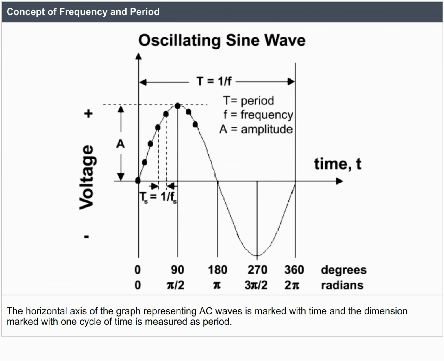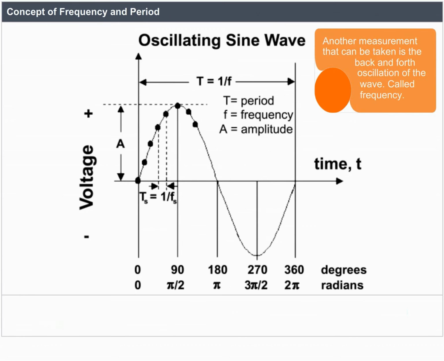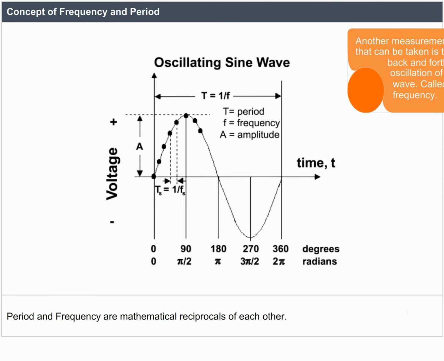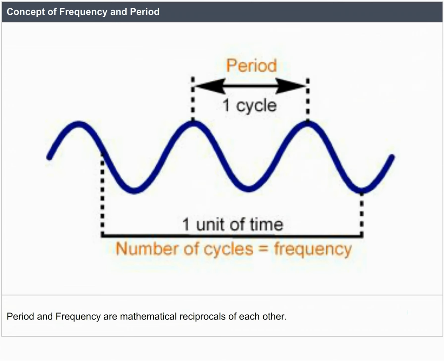Concept of frequency and period. The horizontal axis of the graph representing AC waves is marked with time, and the dimension marked with one cycle of time is measured as period. Another measurement that can be taken is a back and forth oscillation of the wave, called frequency. Period and frequency are mathematical reciprocals of each other.